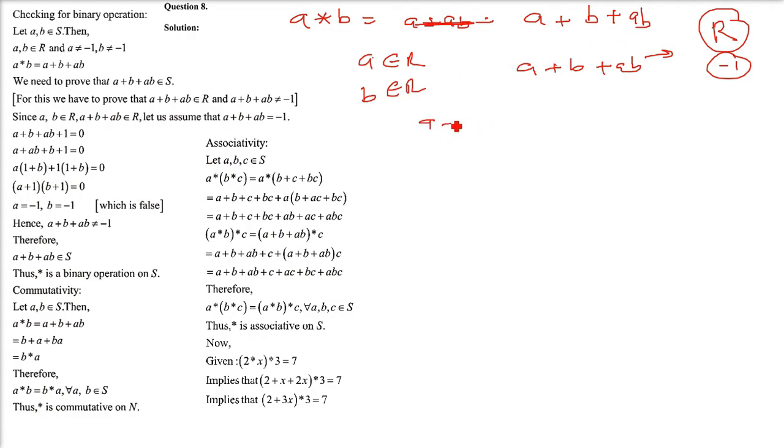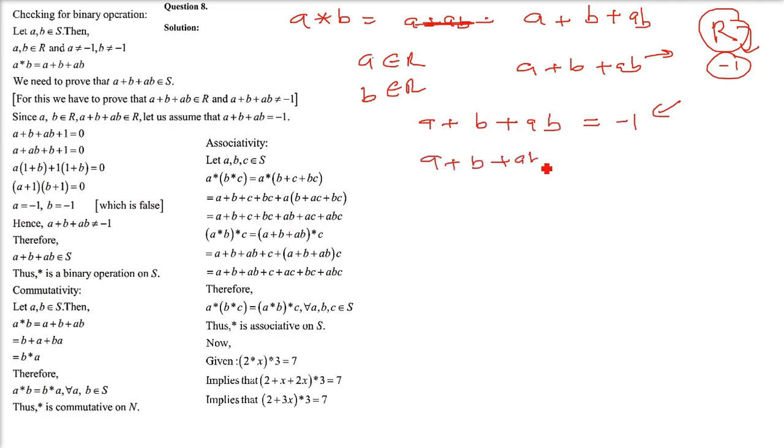Because A and B are from the real set without -1. So A plus B plus AB, which is eventually A star B, I am putting it as -1. So let us say that -1 comes out. If it comes as -1, let us see whether A and B are defined for this real number. I'm just putting it as -1, and now we will take this equation and rearrange it.